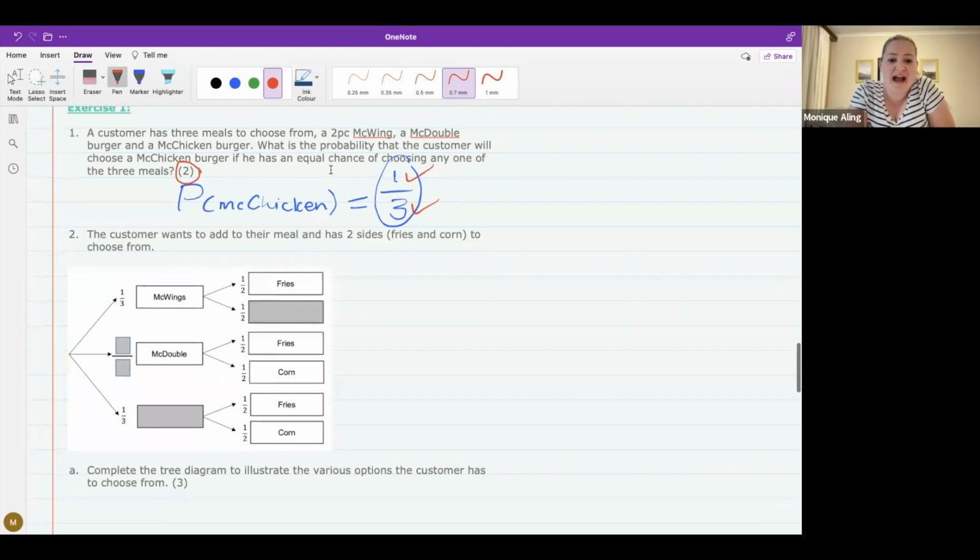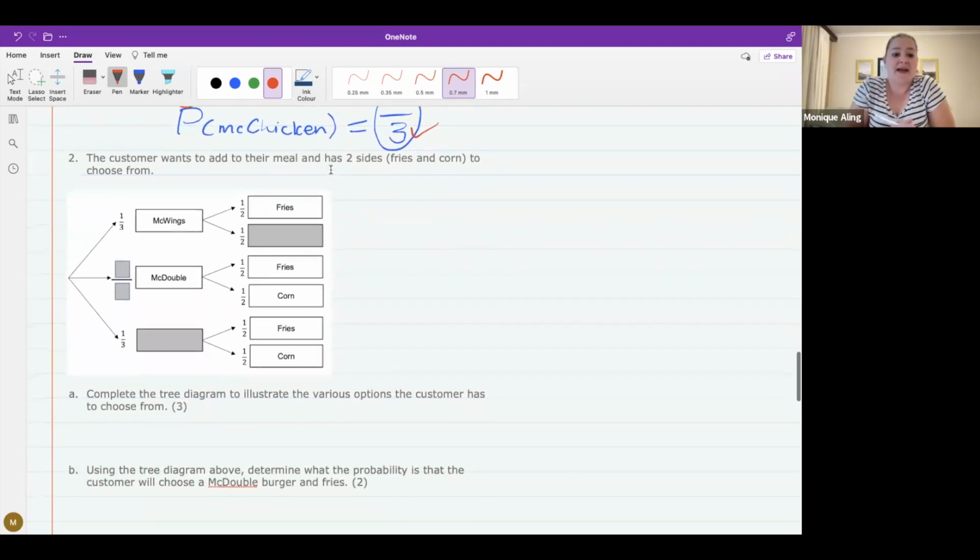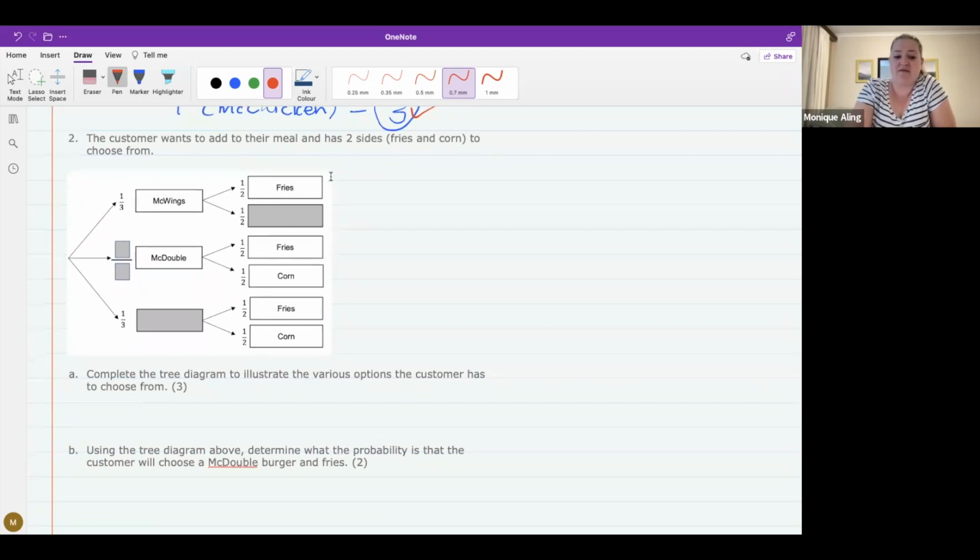Okay, let's have a look at the next one. The customer wants to add to their meal and has 2 sides to choose from. They can choose between fries and corn. Okay, so let's keep that in mind. First question says, complete the tree diagram to illustrate the various options the customer has to choose from. So this is worth 3 marks. So we are filling in the 3 missing parts.